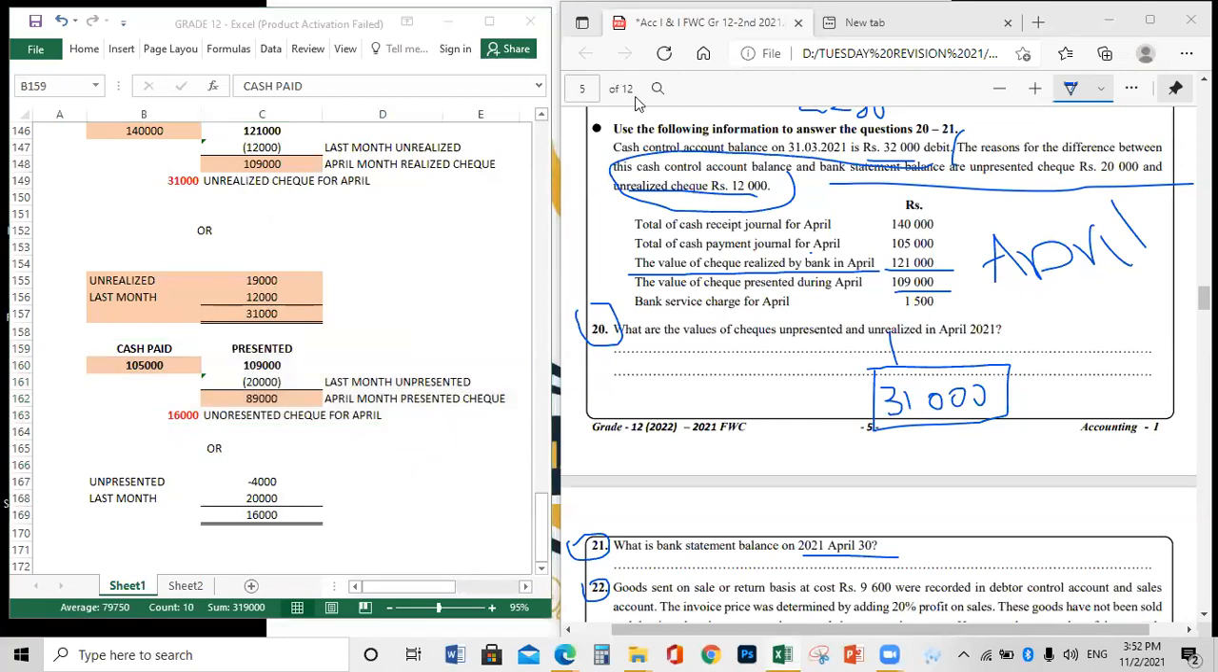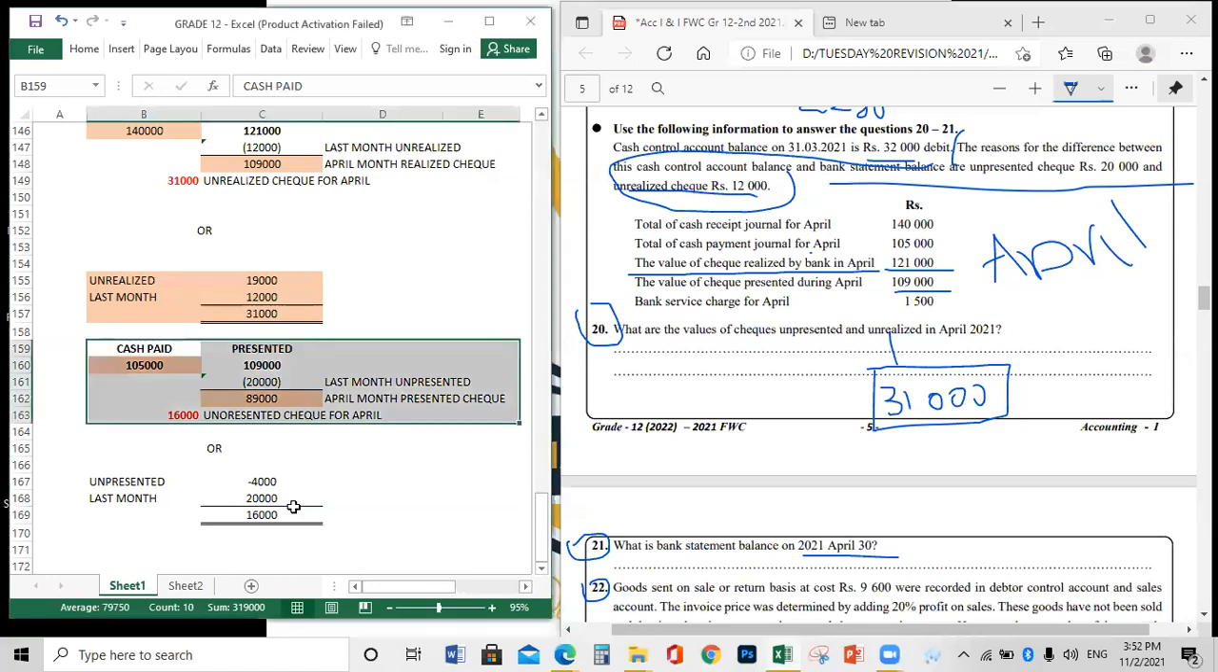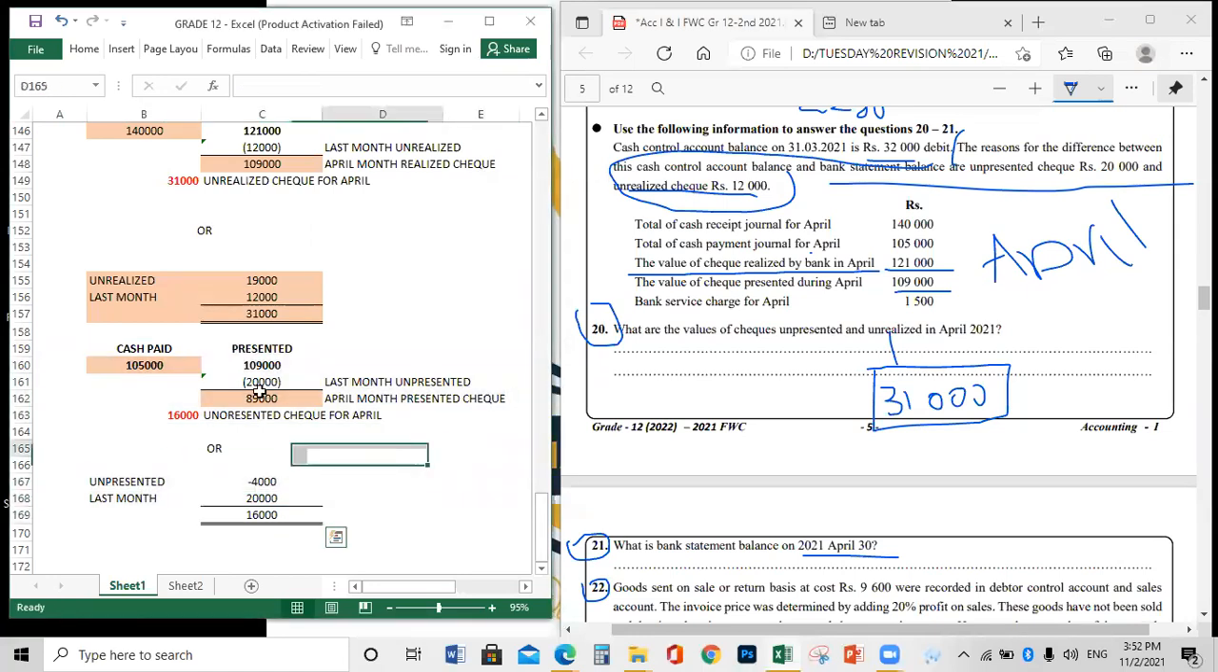So guys, can we continue? The students who got 16,000, that's the correct answer. The students who got the answer as 16,000, yes, even this is correct. But still, I would prefer this method.